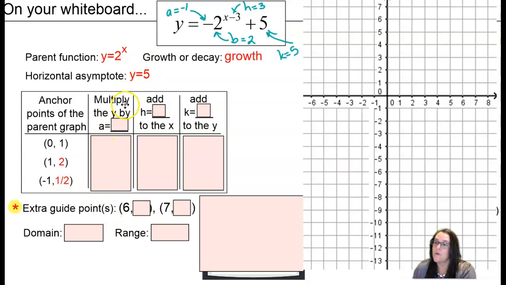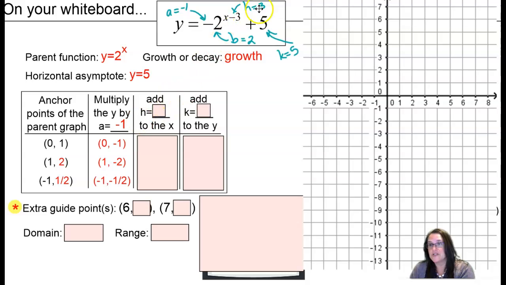Next, we're going to multiply the y values of each of those coordinates by the a, which is -1. So we'll have 0 comma 1 times -1 is (0, -1). Then (1, 2) times -1 is (1, -2). Then (-1, 1/2) times -1 is (-1, -1/2). Okay, then we're going to add the h, and our h here is a positive 3 to each of those x values. So 0 plus 3 is (3, -1). And 1 plus 3 is (4, -2), and -1 plus 3 is (2, -1/2).